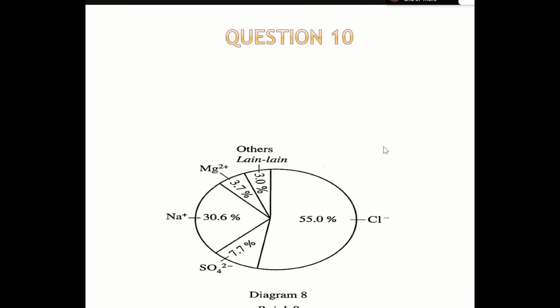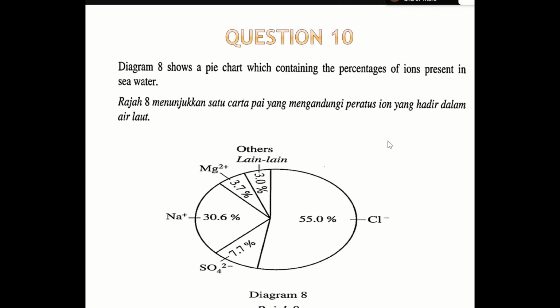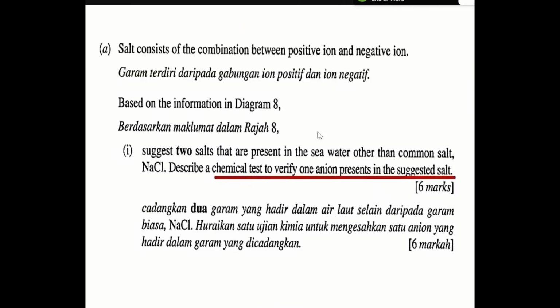So question 10 here shows you a pie chart containing the percentage of ions present in seawater: magnesium, sodium, sulfate, and chloride. This is the question, they give you the pie chart. Then they tell you that a salt is a combination of a positive ion and a negative ion, right? So suggest two salts that are present in seawater, other than the common salt.